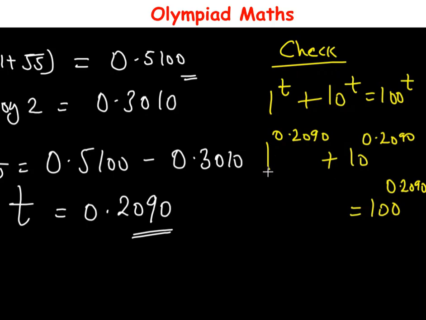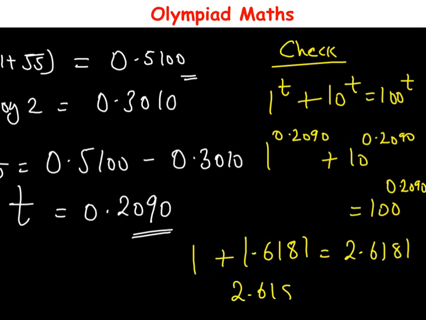Now, 1 raised to power 0.2090 is 1, plus 10 raised to power 0.2090, which is 1.6181, is equal to 100 raised to power 0.2090, which is 2.6181. So if you add up 1 plus this, what we get is 2.6181, which equals 2.6181. And with this, the solution for t is the correct solution that satisfies the given equation.